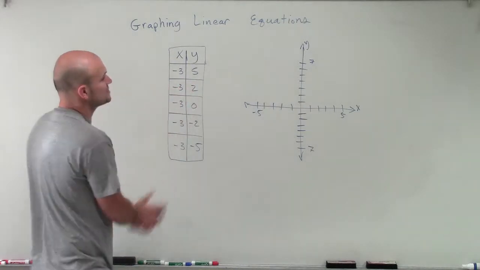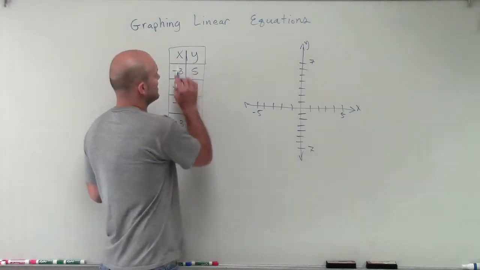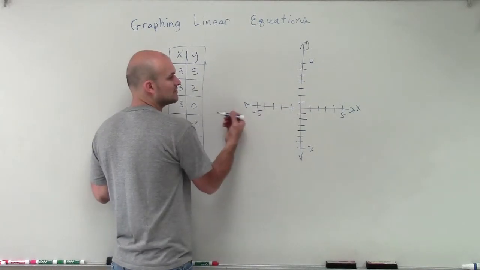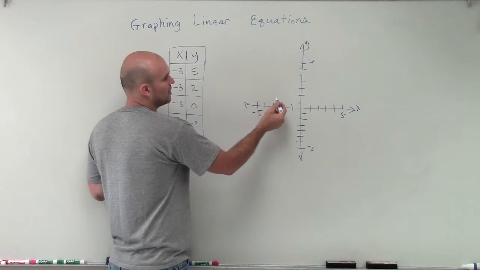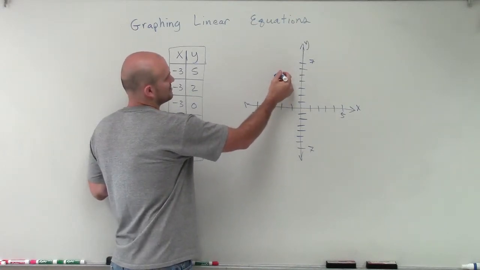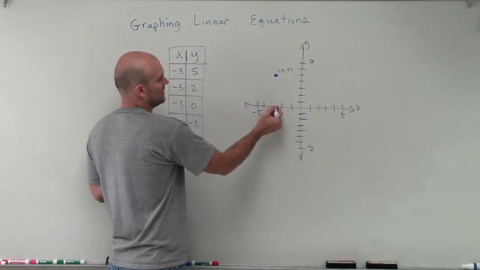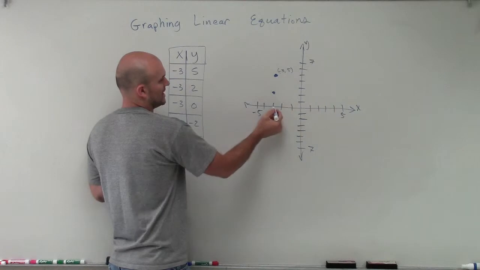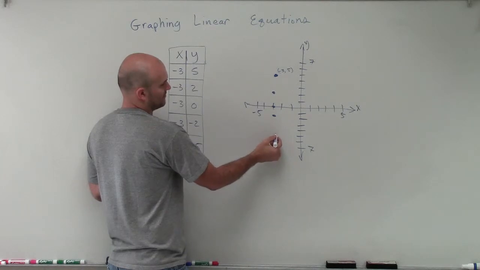All right, so now what we're going to do is plot these points, where here's my x and here's my y coordinate to make our point. So x is -3. That means I'm going to go in the negative direction on the x-axis. So 1, 2, 3. Then I'm going to go up to 5: 1, 2, 3, 4, 5. All right, so that's my first point, (-3, 5). Then I have (-3, 2), (-3, 0), (-3, -2), (-3, -5).